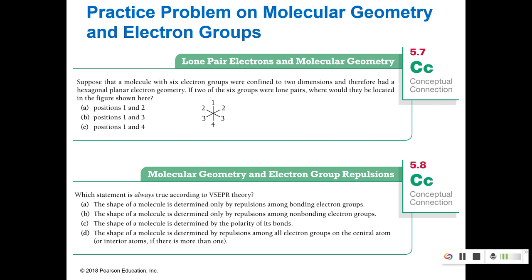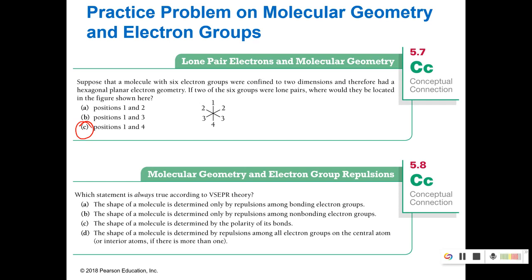Okay, so let's talk about this. Suppose that a molecule has 6 electron groups, we're confined in 2D, and therefore had a hexagonal planar electron geometry. If 2 of the 6 groups were lone pairs, where would they be located? Remember I said they needed to be on opposite sides. So I would say 1 and 4 are opposites.